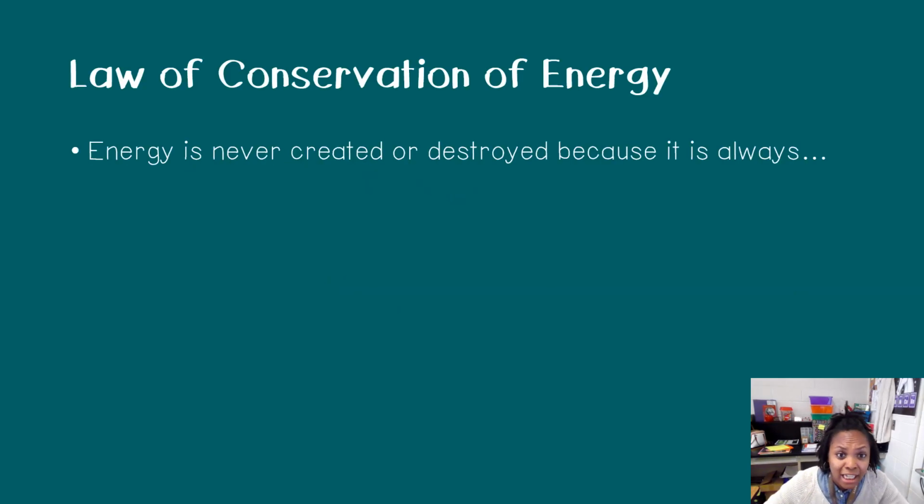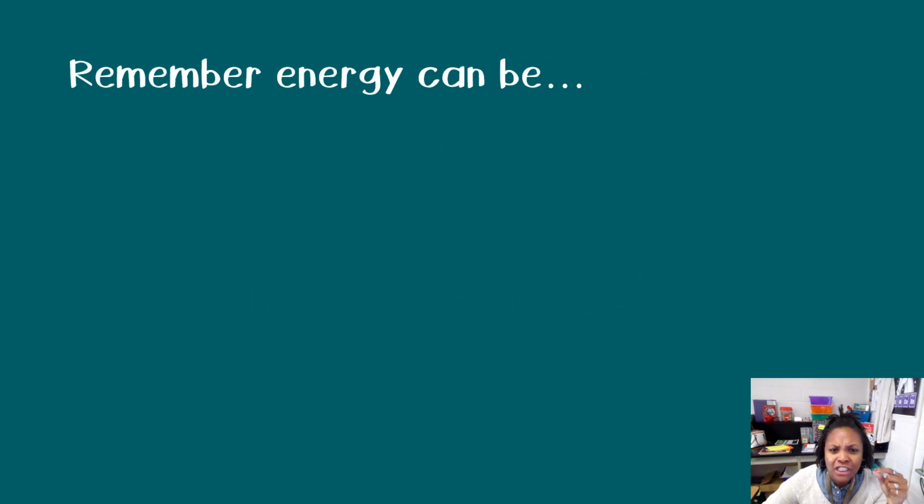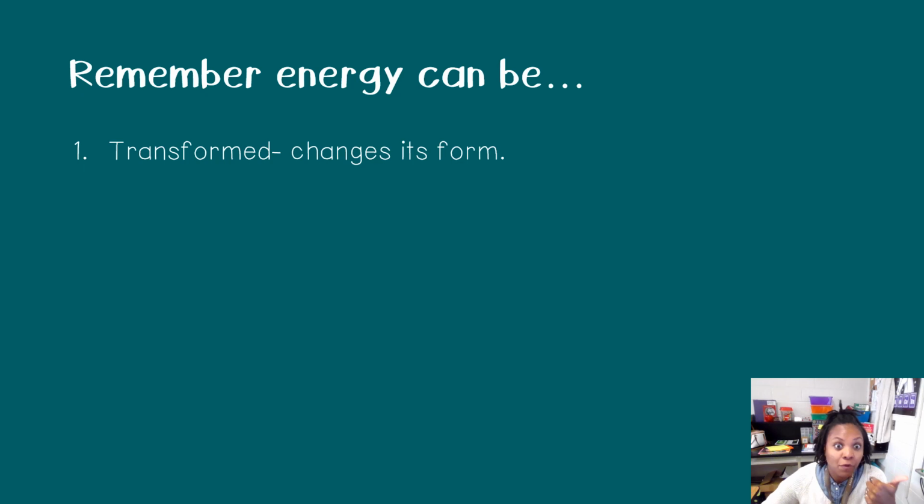Okay? So, the law of conservation of energy says that energy is never created or destroyed because it is always transforming. Yes, good job. So we know that energy can transform. If something transforms, it's changing its form, it's changing into something else. So the Transformers, they change from cars into robots.